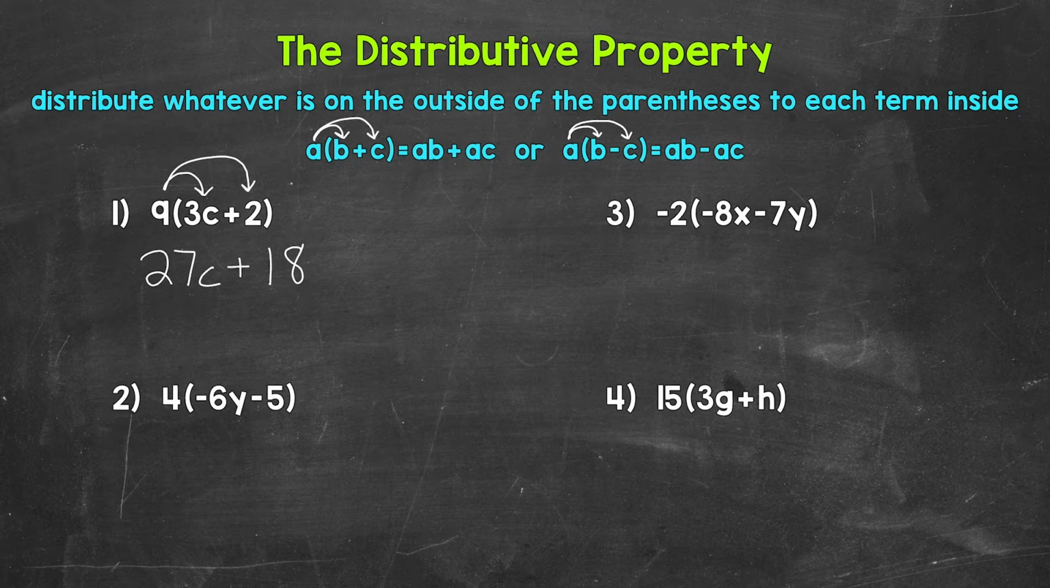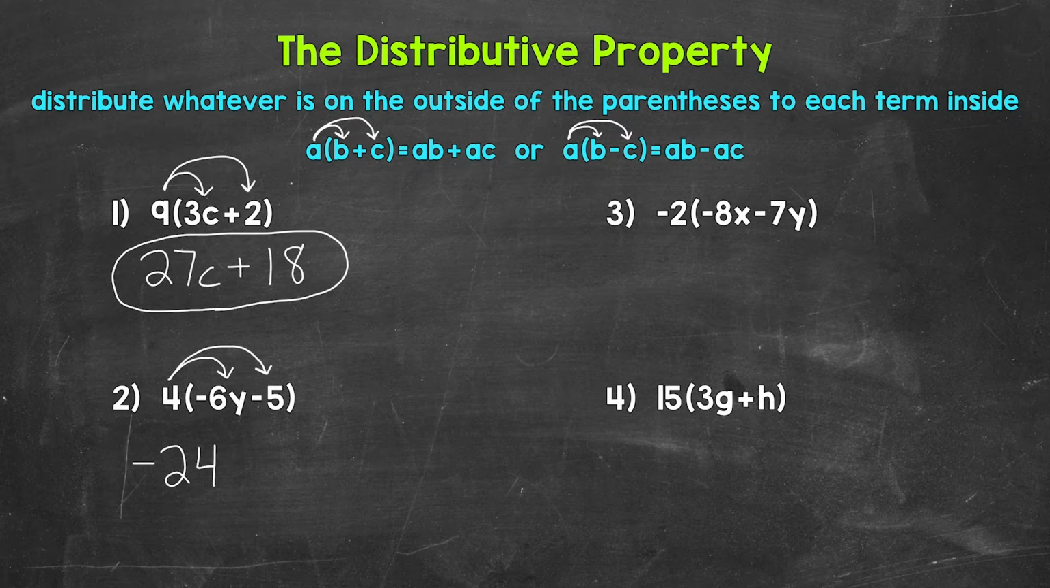Now we don't have any like terms that we can combine, so this has been simplified. We can't simplify any further. So again, 27c plus 18. Let's move on to number 2, where we have 4 and then in parentheses, negative 6y minus 5. Let's distribute that 4 to the negative 6y and to the 5. So 4 times negative 6y is negative 24y. Bring the subtraction sign down, and then we have 4 times 5, which is 20. So we end up with negative 24y minus 20.